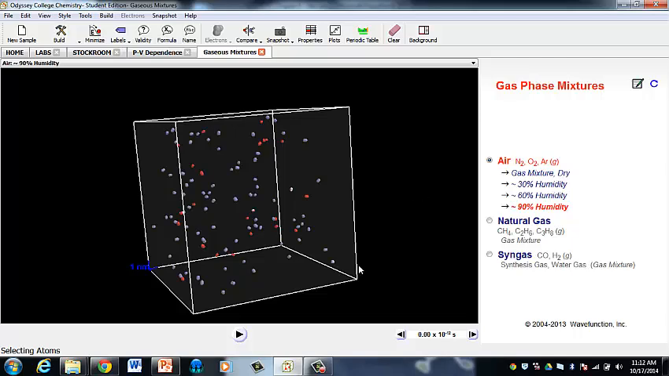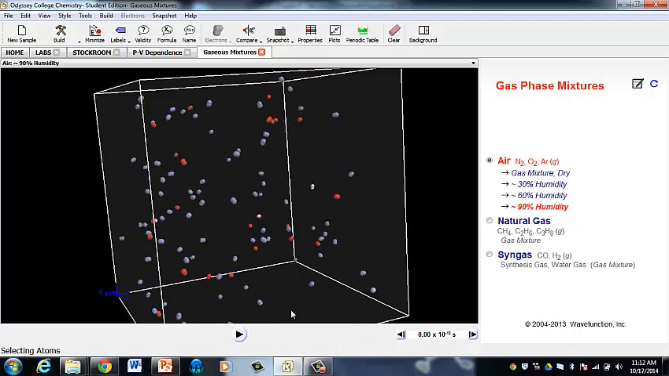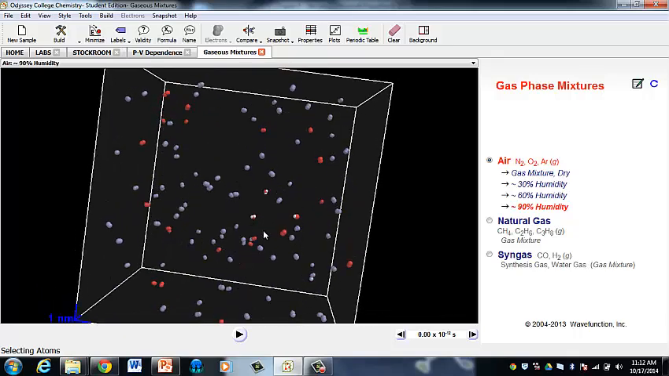What does the percent humidity mean? It's complicated. So relative humidity is compared to what the air would be if it were saturated with water vapor. And I don't want to go into the definition of it. Yeah, but it's more of a meteorological term. So this is 90% as much water vapor as air can possibly hold at this temperature, which I think is probably room temperature.